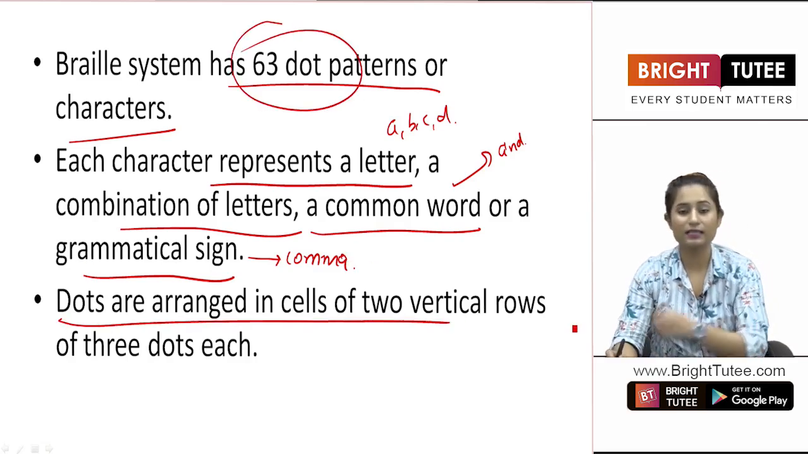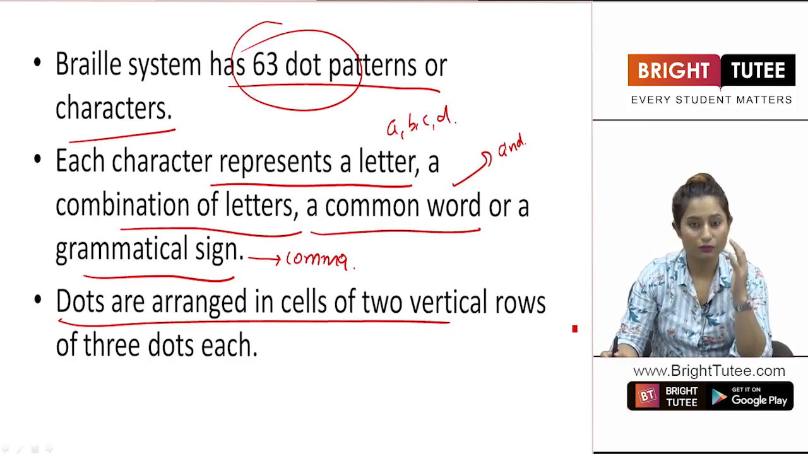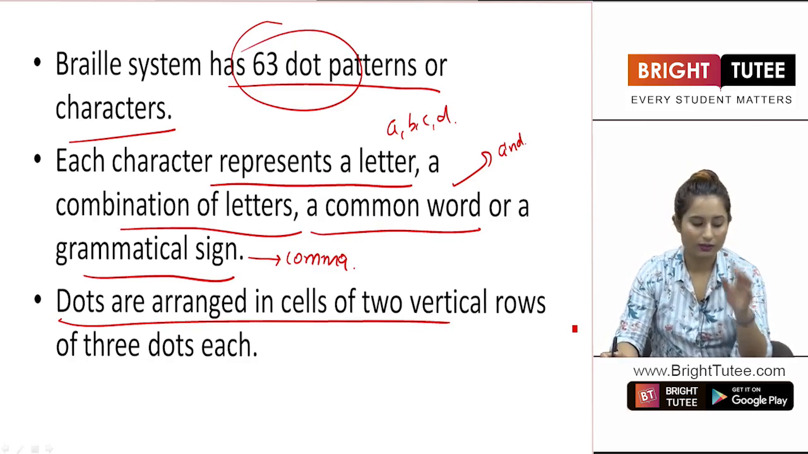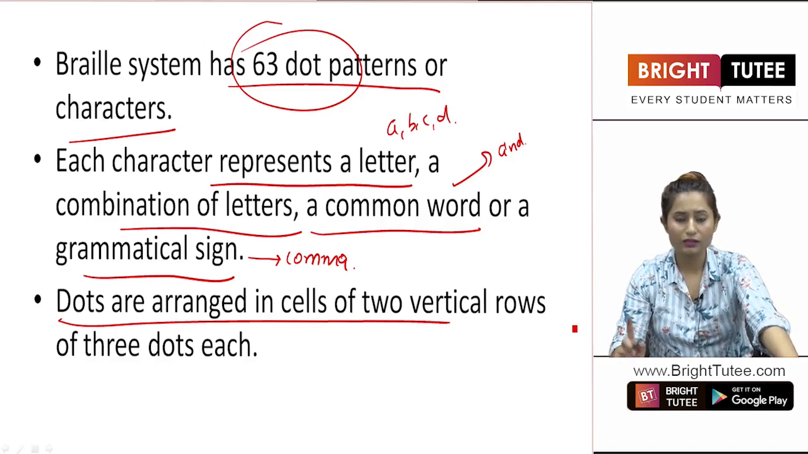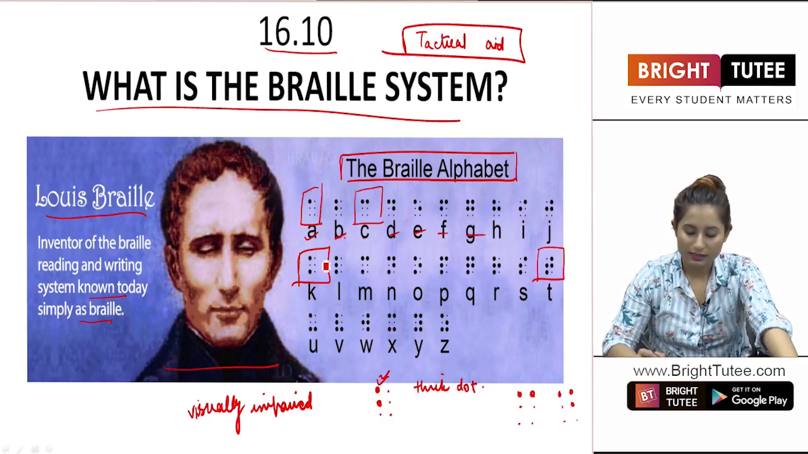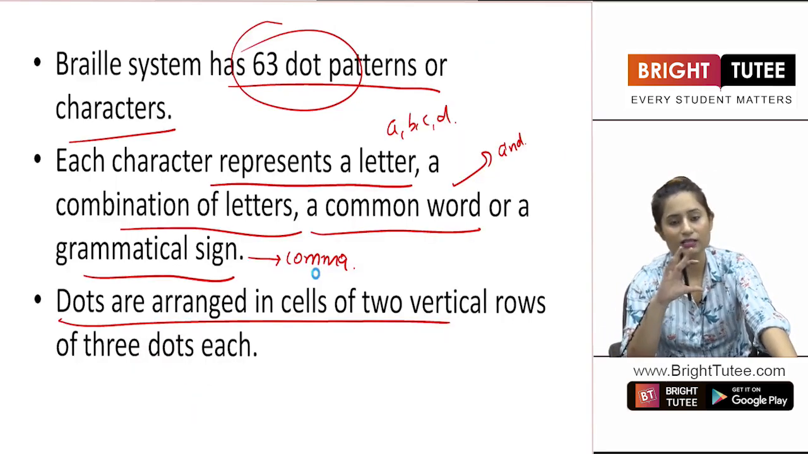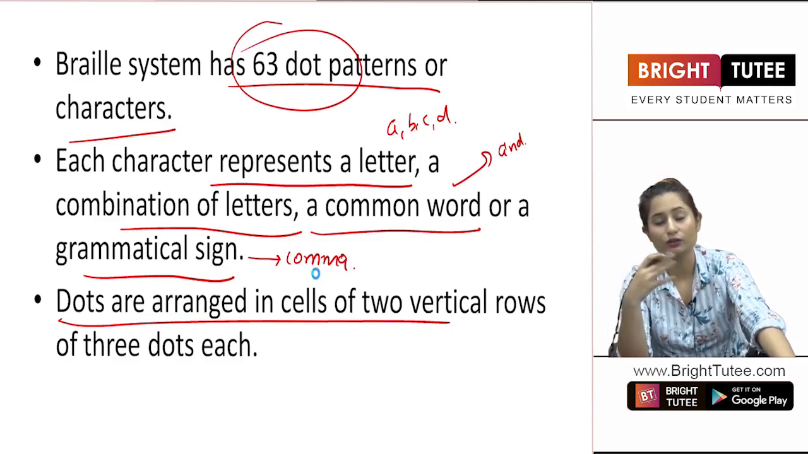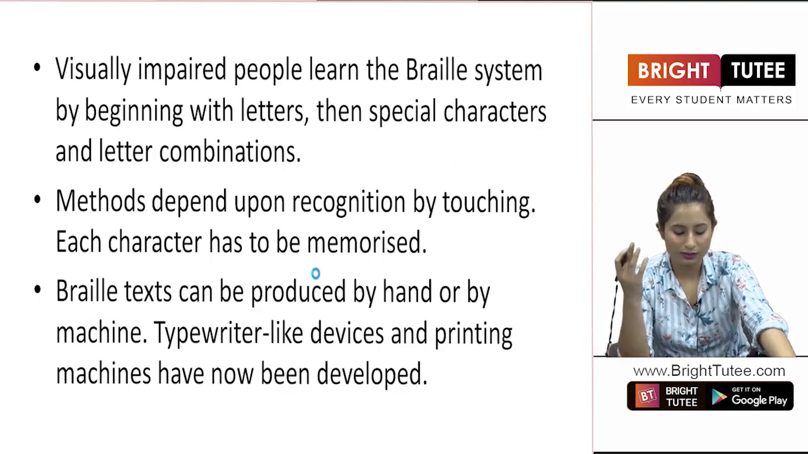Then dots are arranged in cells of 2 vertical rows of 3 dots each. As we saw, dots are arranged in cells of 2 vertical rows having 3 dots each. Now their thickness is changed according to the alphabet, according to the letter that we are supposed to use, right?